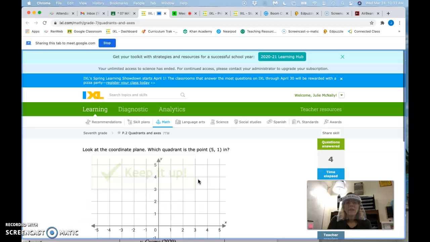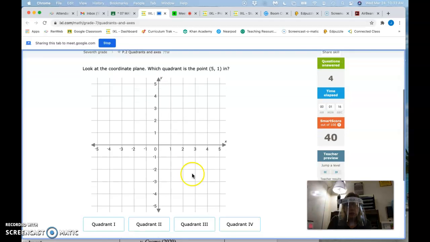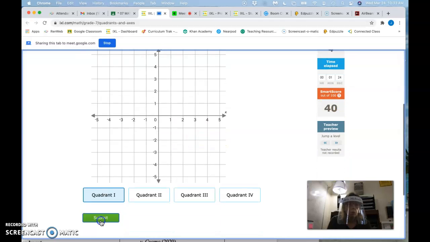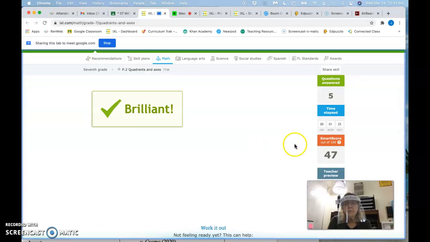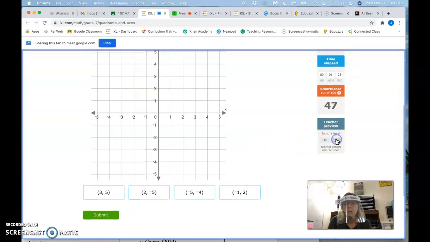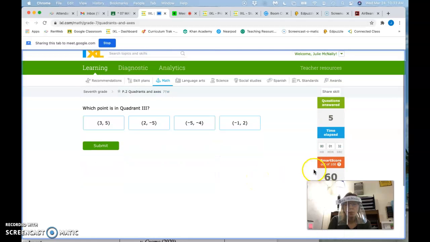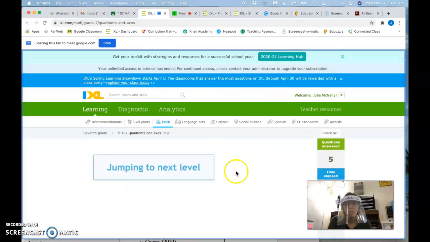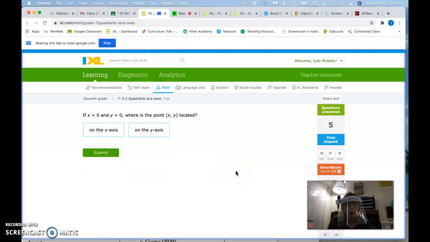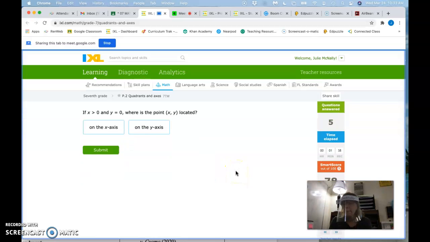Okay, so now I'm going to skip ahead because this is just, if you plot this point, what quadrant would it be in? 5, 1 would be in quadrant 1. But I'm going to skip ahead because Tiffany found some harder problems. I want to show you how to do it. You got all the way up there already, Tiffany? Yes. Wow. Okay. So it's not as hard as it sounds.